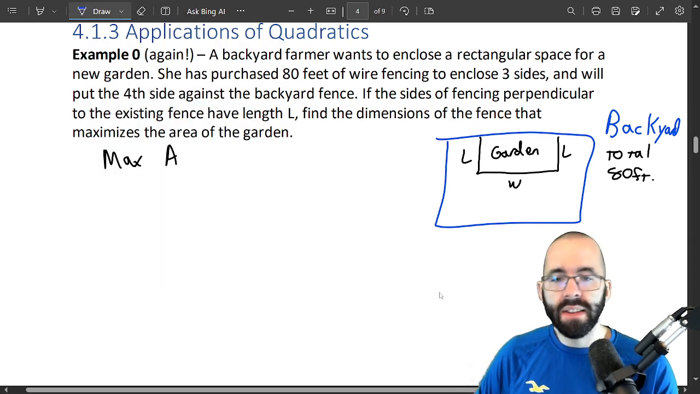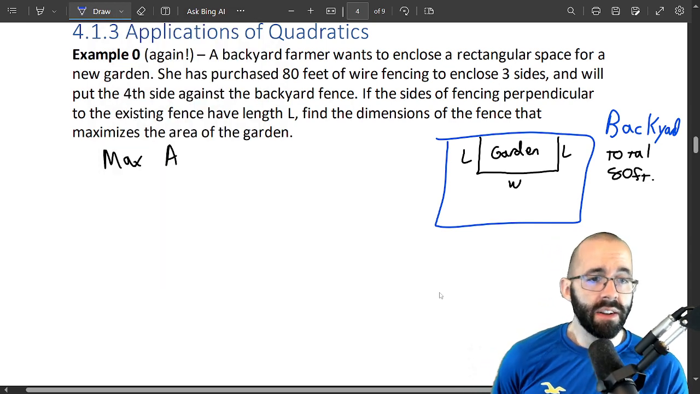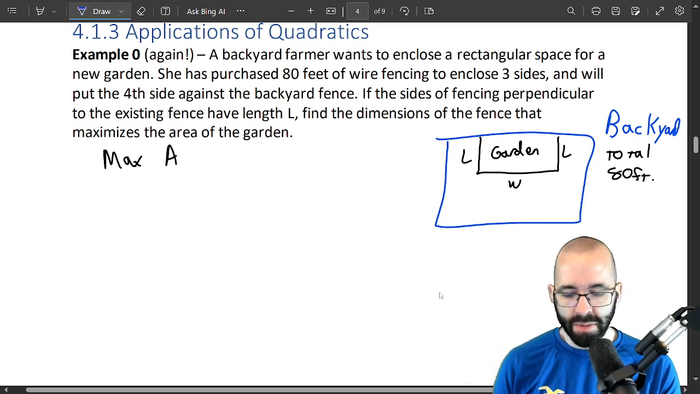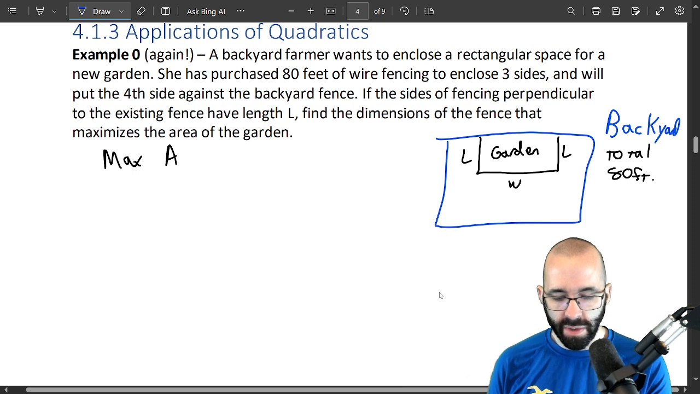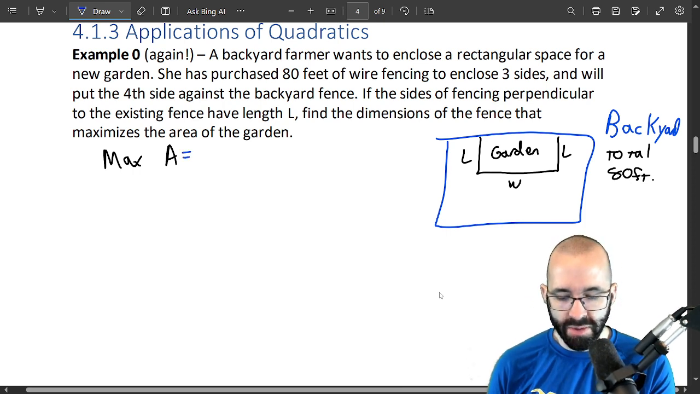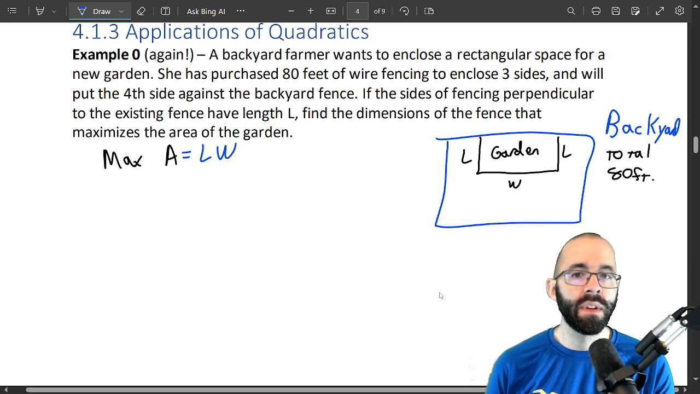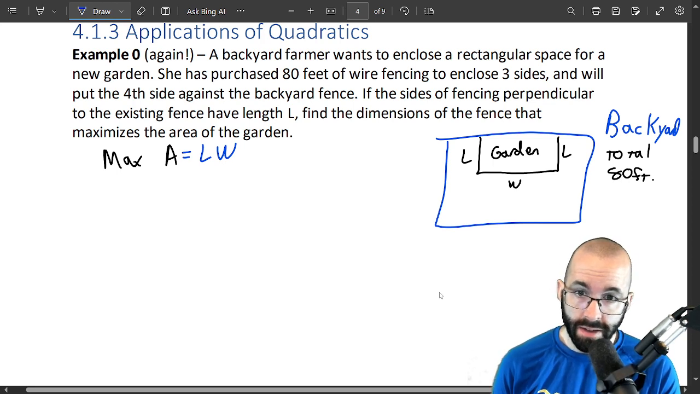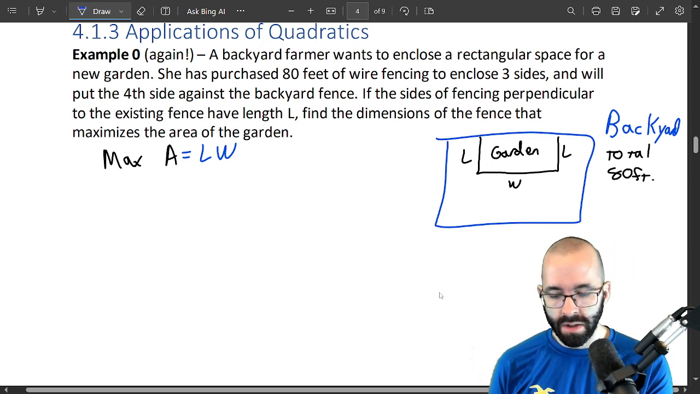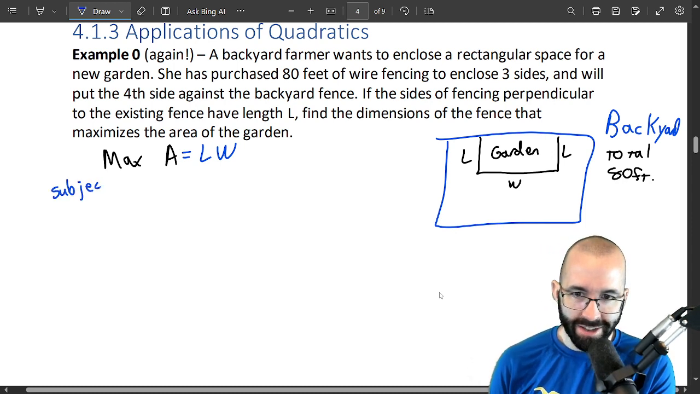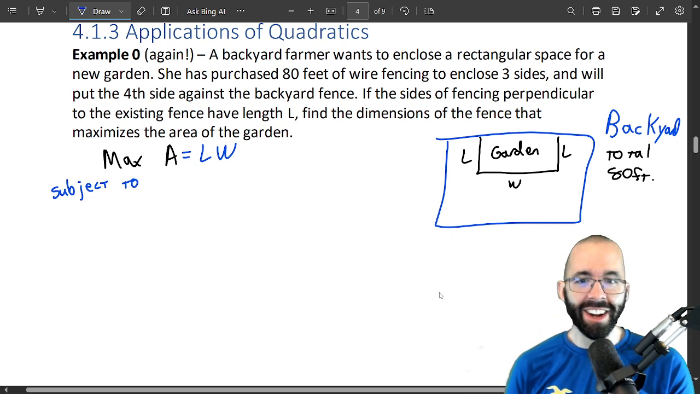Okay, so again, we could set this up as a linear program, but let's find a different way of doing it. We're going to be using this different way in some problems in this chapter. Starting with this section, what is the area? Well, the area of a rectangle is length times width. That's not too bad, but that's not a quadratic. Not a quadratic yet. If we wanted to, we could write the words subject to. We could write a constraint here.